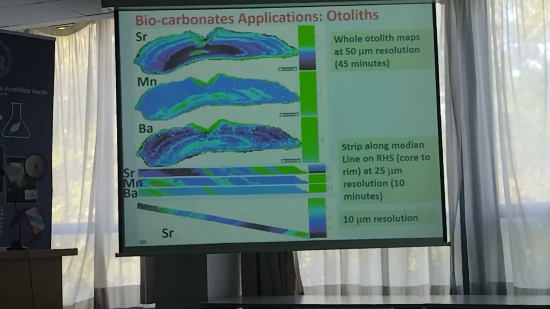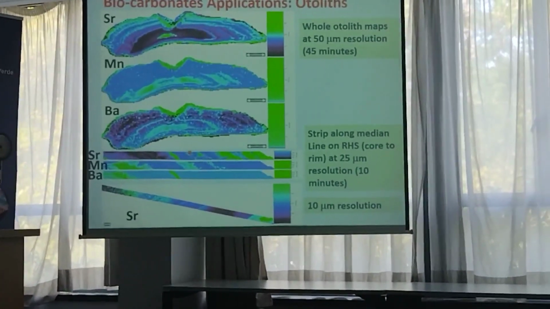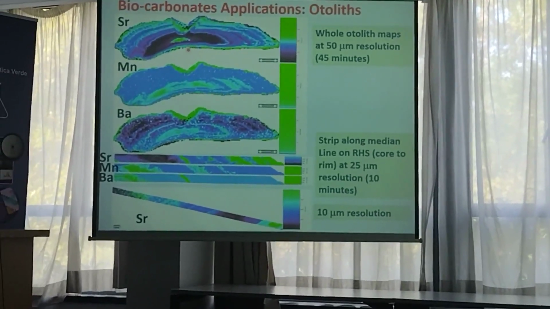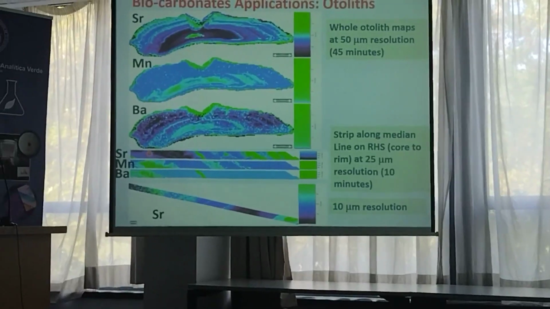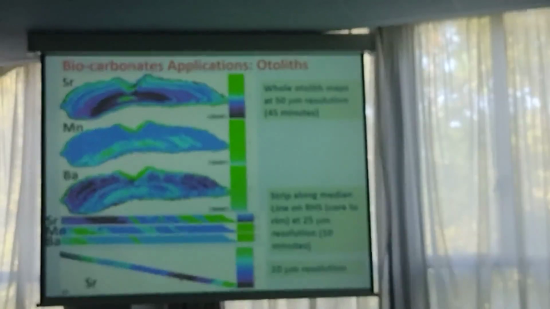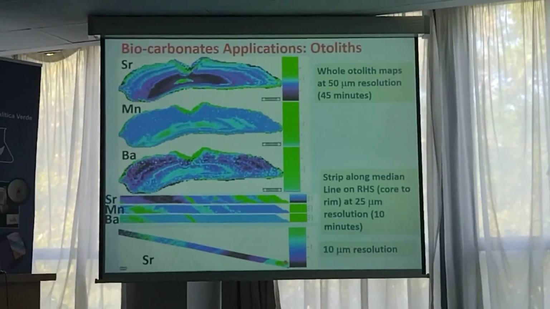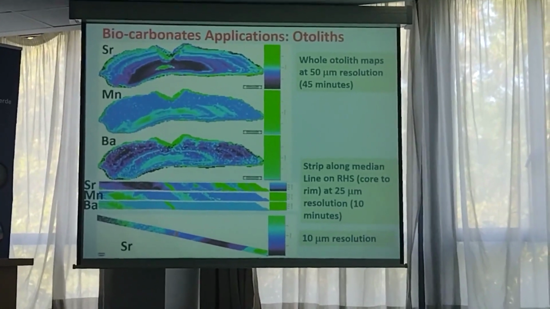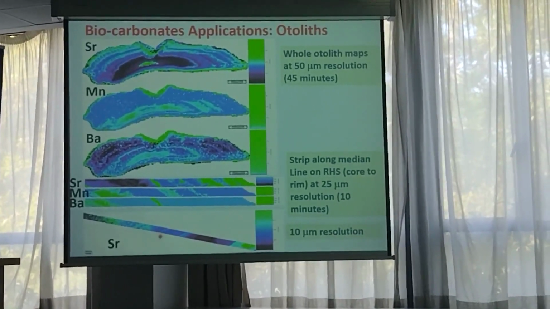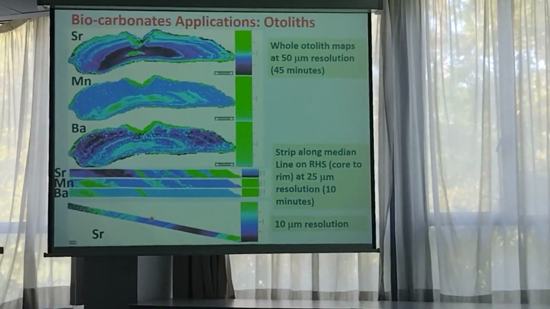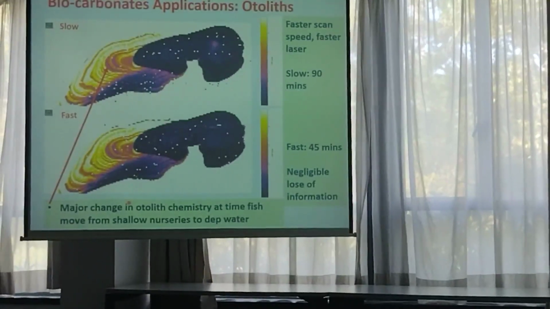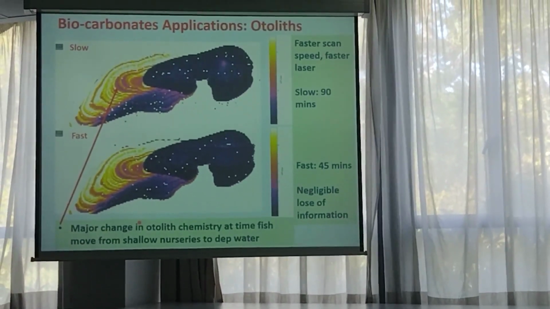But we can make these maps selectively, quite a bit quicker. This here is a strip across the middle, so in 10 minutes we can make a map, and we can make even narrower maps with even more resolution. You're probably seeing almost here in the middle just a slight change in the colour. That's probably 2 or 3 days where it has moved between different bodies of water. Okay, and then just some more pretty pictures.